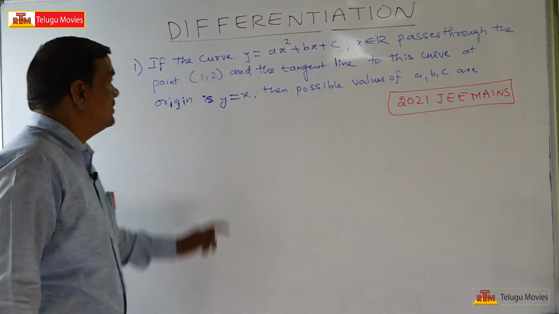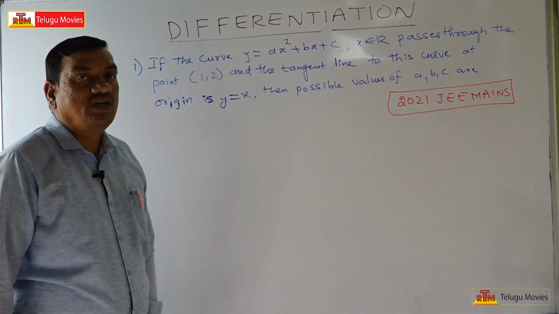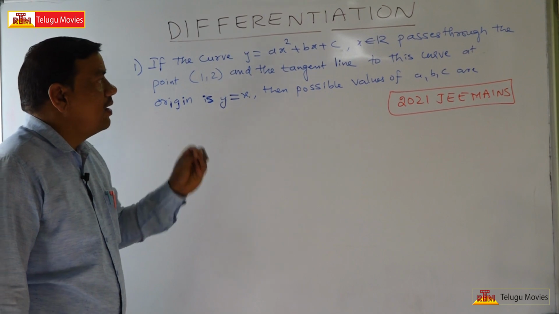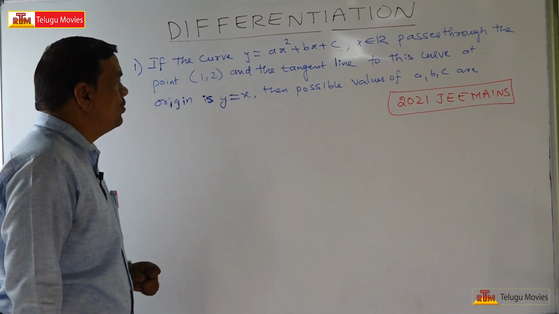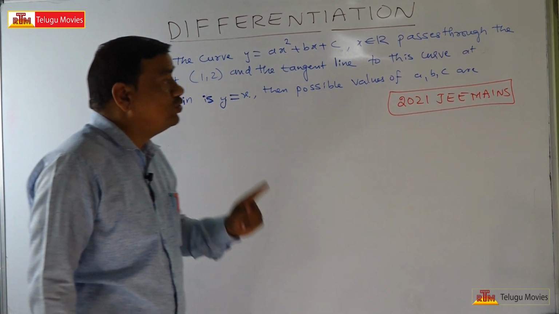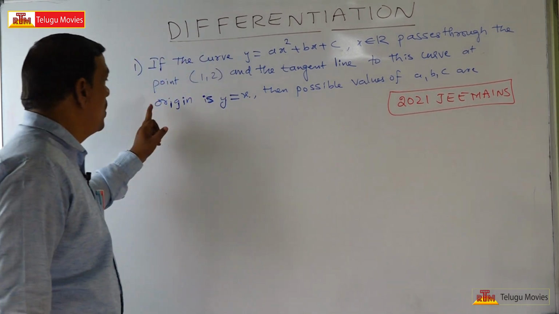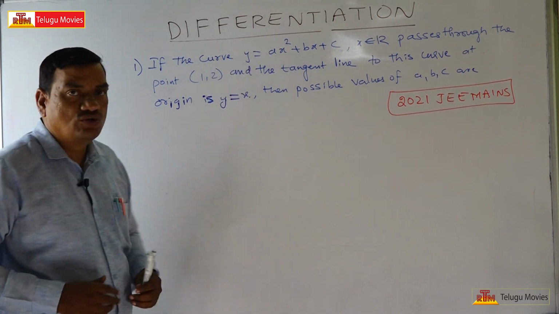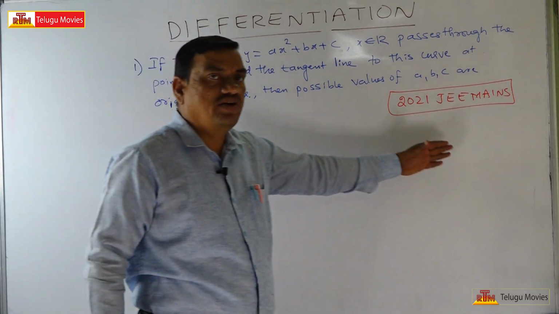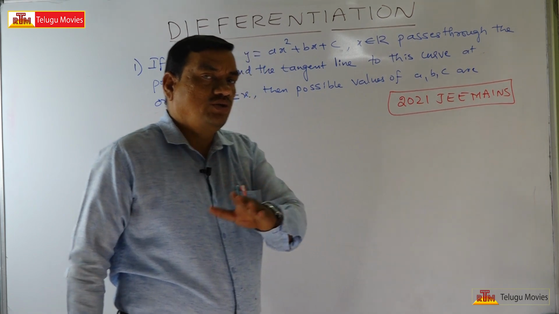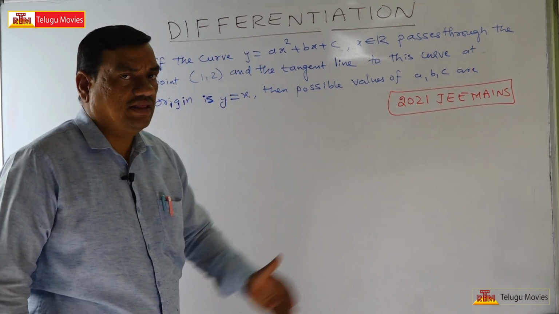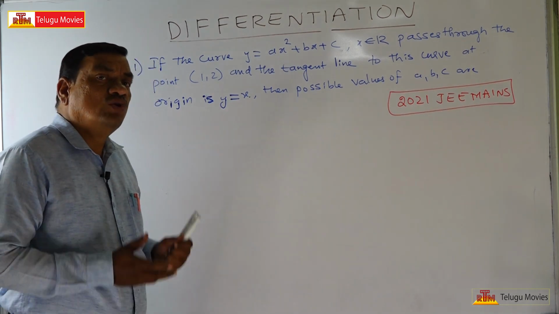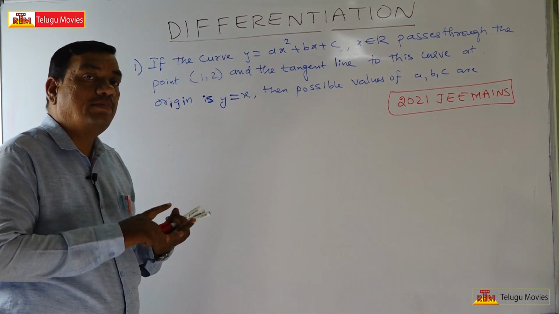The first problem is: if the curve y = ax² + bx + c, where x is a real number, passes through the point (1, 2) and the tangent line to this curve at the origin is y = x, then the possible values of a, b, c are. Options are given, like a = 1, b = 2, c = 0. I am not writing the options. Ultimately our aim is to find the values of a, b, c.